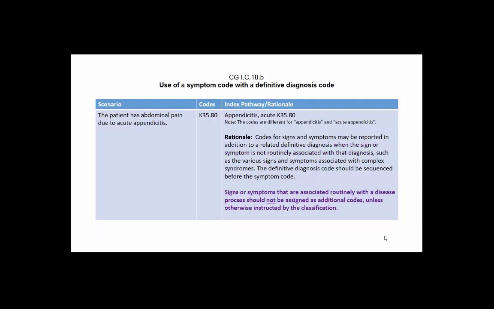Here's another example of that same guideline. The patient has abdominal pain due to acute appendicitis. This is a reminder that you would not code something that is inherent to the condition. If you have appendicitis, of course you have abdominal pain. So you would not code the pain, you would only code the appendicitis. And I do have a note here to remind you that the codes are different for appendicitis and acute appendicitis, so you really want to be looking at your documentation.